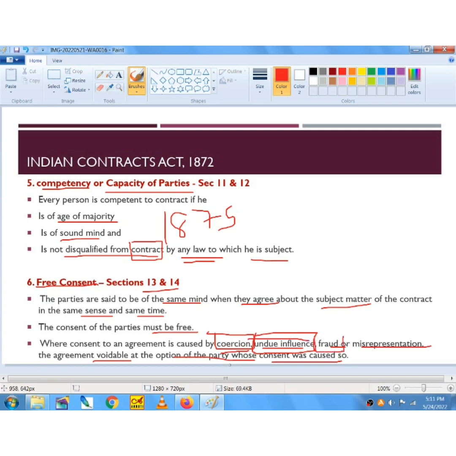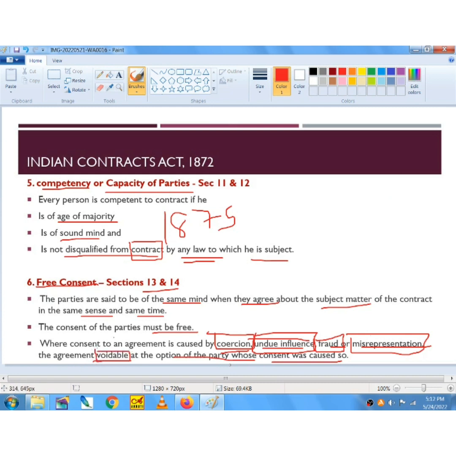Then third is fraud. Fraud is deceiving the other person in some way to get him to enter into the contract. Then next we have misrepresentation. Misrepresentation means making false claims about quality, quantity, price, potency, etc. just to get the other person to enter into the contract. So when an agreement is caused by these four things, then it will be voidable.